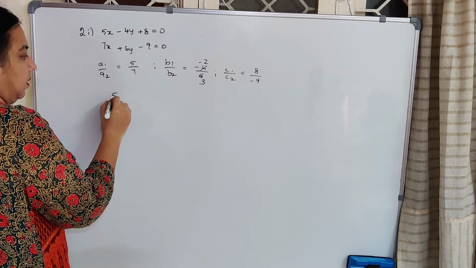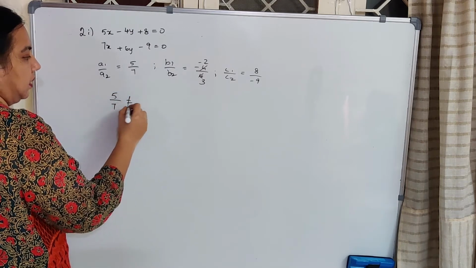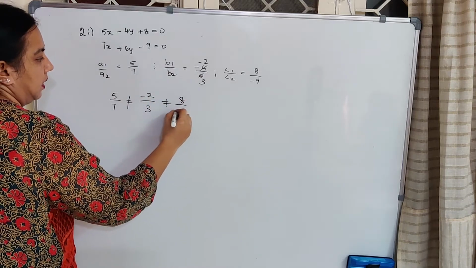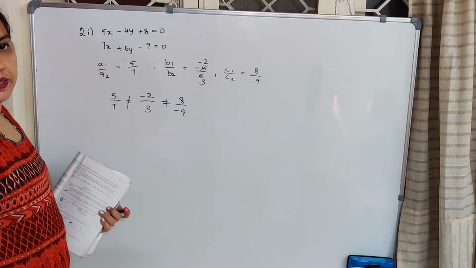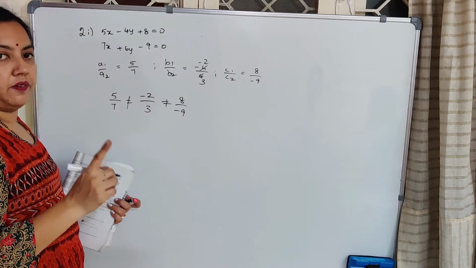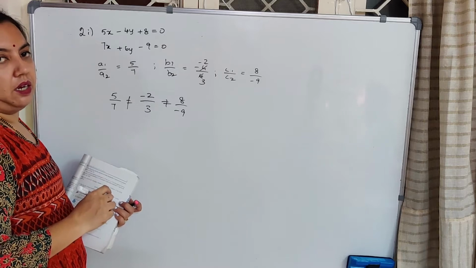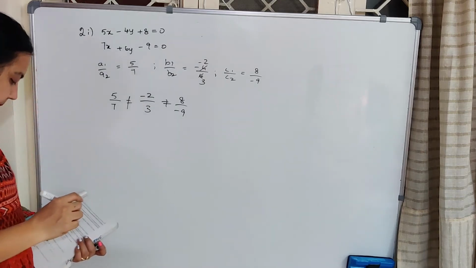And we see that no numbers are equal. It's not equal. So what does it mean? These both the lines surely will intersect at one point. It will give a definite solution. That is the meaning of this. Then the second sum.